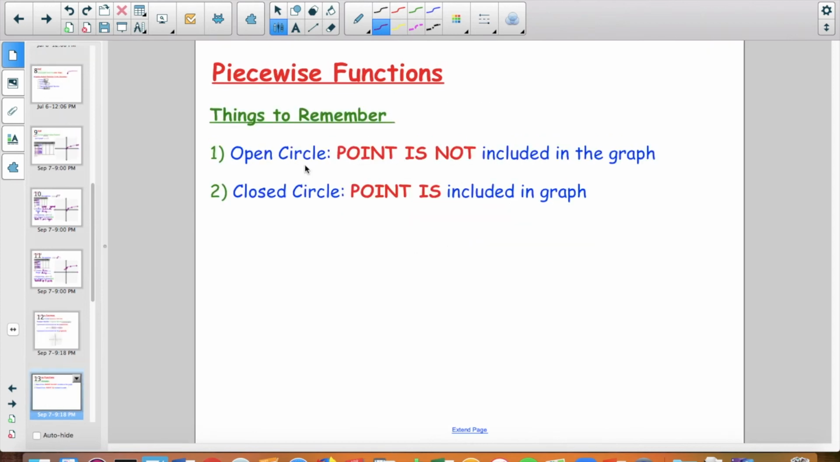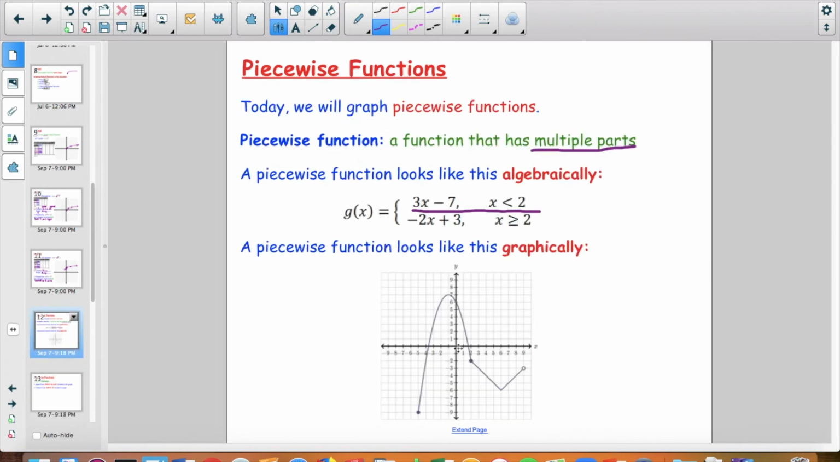So when you have an open circle, that means the point is not included in the graph. When you have a closed circle, that means the point is included on the graph. For example, here we had a closed circle. That means the point was included. Here we have an open circle. That means the point was not included.